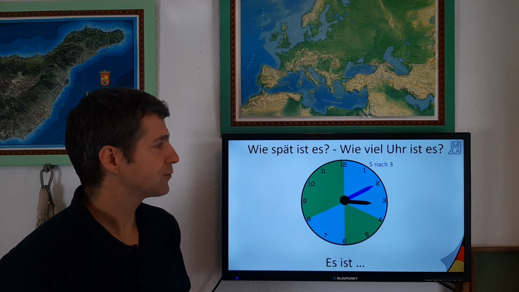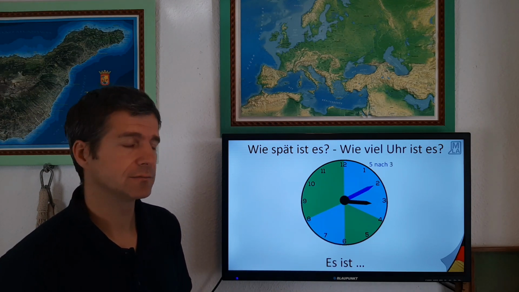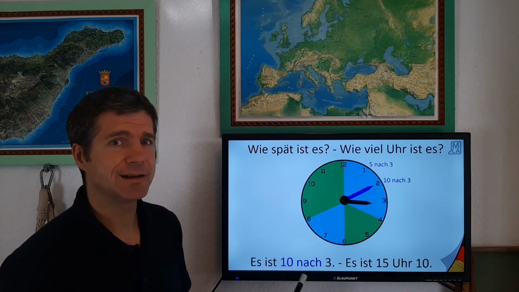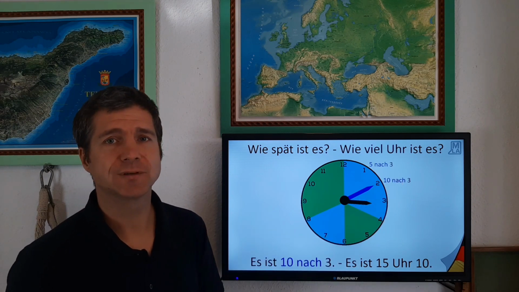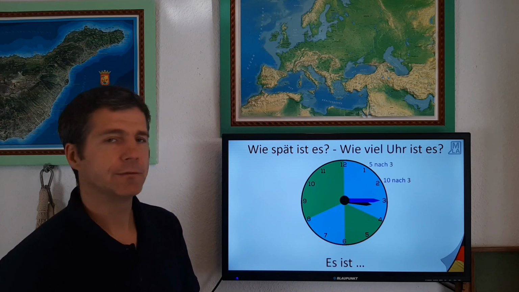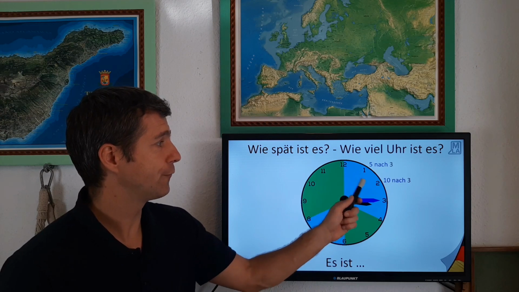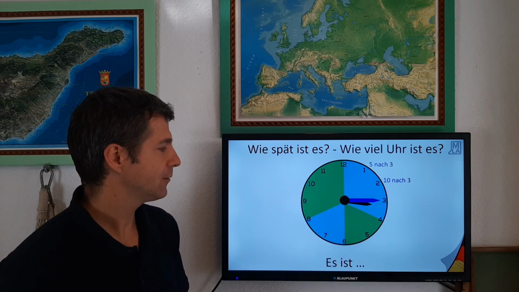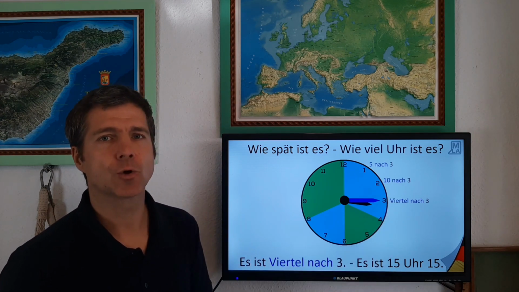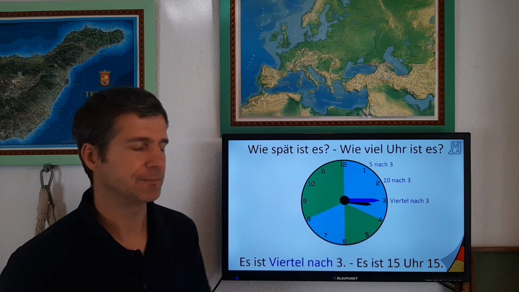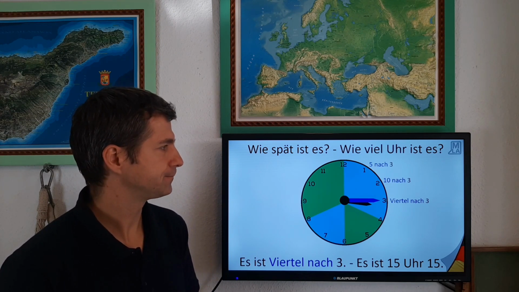So, next one, we are still in the blue zone. So what do you say? Wie spät ist es? Any ideas? Okay. Es ist 10 nach 3, okay? 10 nach 3. Official way, es ist 15 Uhr 10. Next one, wie spät ist es? What do you think? Maybe some people thought es ist 15 nach 3, but actually we use es ist Viertel nach 3. Viertel means quarter, so quarter after 3. Es ist Viertel nach 3. Official way, es ist 15 Uhr 15.